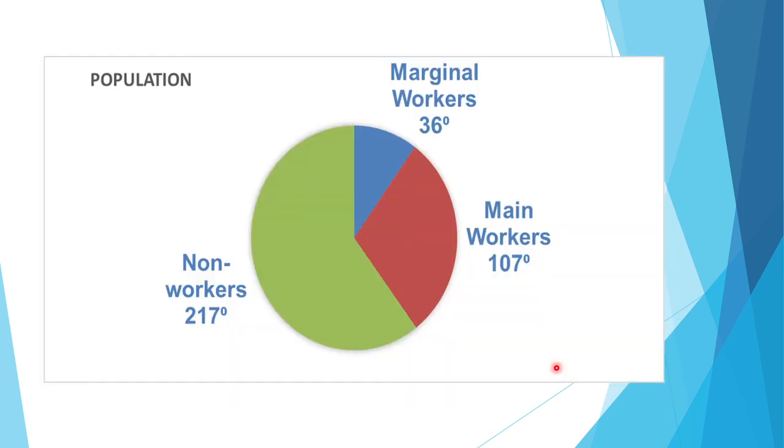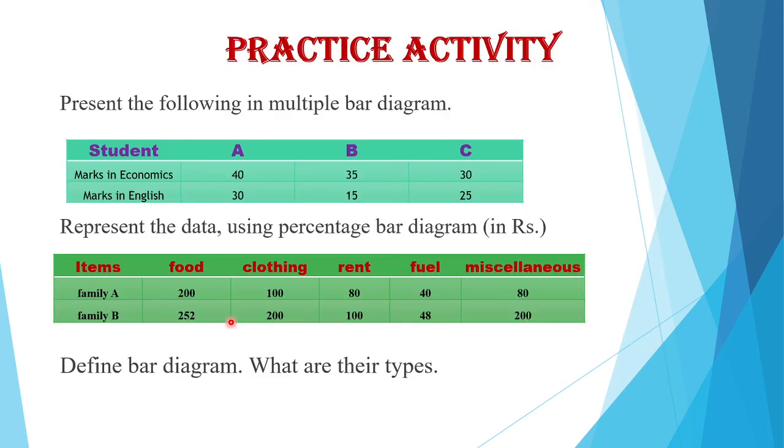Now, here is the pie chart of the same numerical example that shows 36 degrees consists of marginal workers, 107 degrees consists of main workers, 217 consists of non-workers. I hope the important points related with drawing of bar diagrams and pie chart are clear to you.